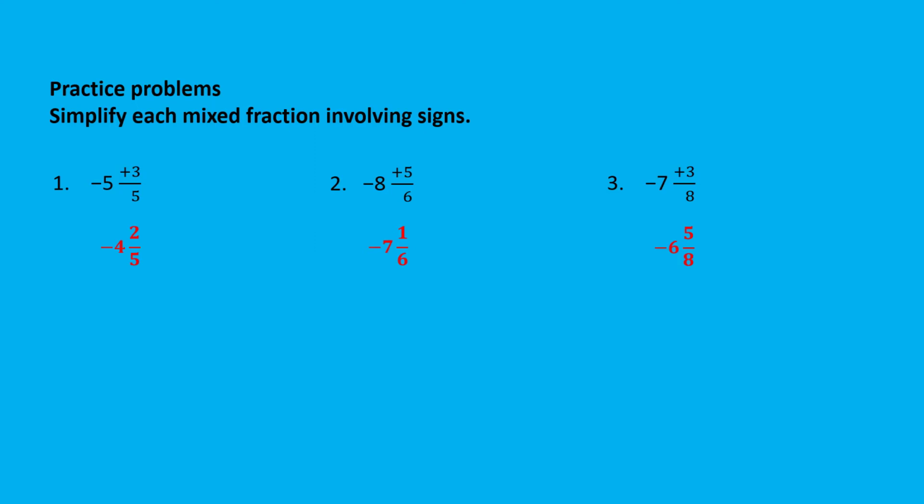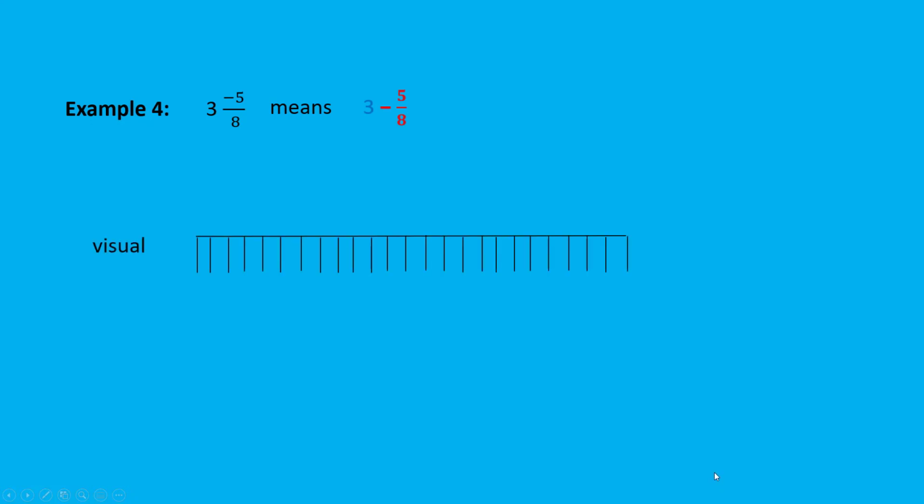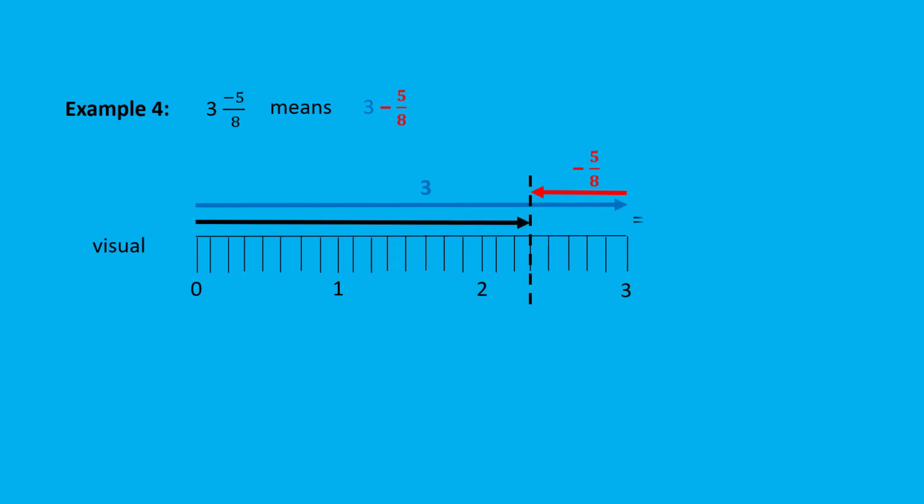All right. Now let's look at 3 and -5/8. What does this mean? This means 3 minus 5/8. Visually, number line 0 through 3. I'm going to come out 3. Then I'm going to come back 5/8 to the black dotted line. Well, that's the same as going from 0 to 2 3/8. So 3 and -5/8 is the same as 2 3/8.